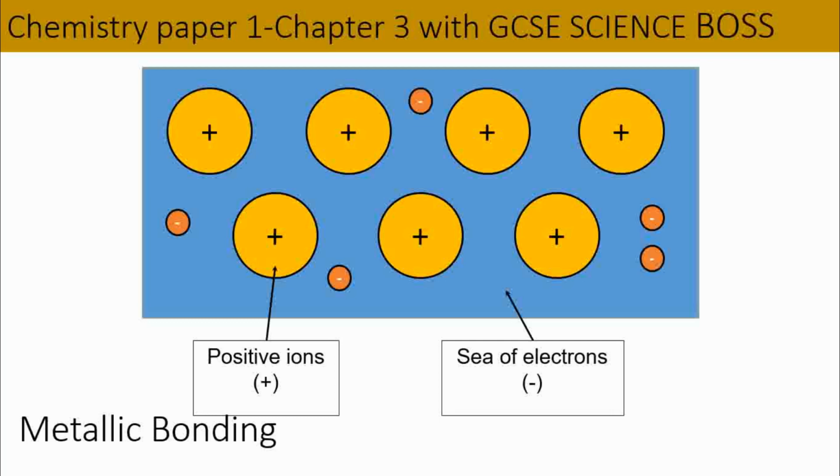Now, metallic bonding. So we've looked at covalent, we looked at ionic. Now we need to look at metallic bonding. Now, metals are found in group 1, 2, and 3.